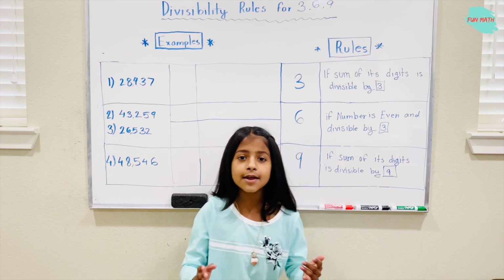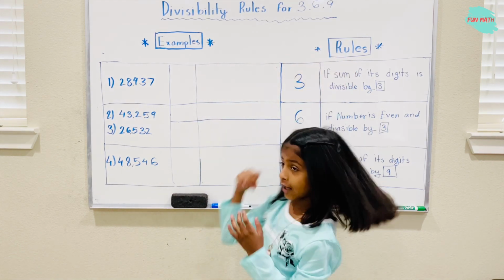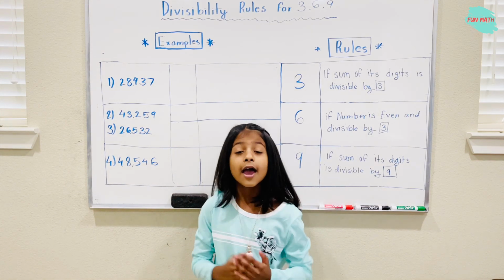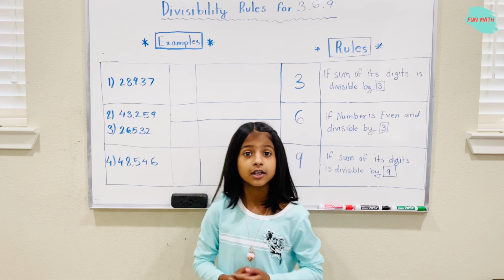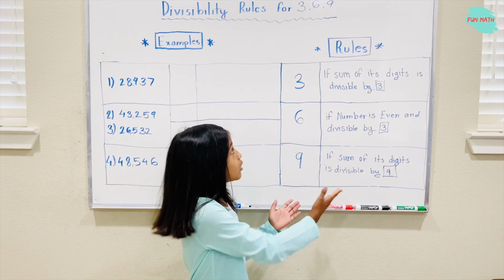Fun Math. Today we're going to be talking about divisibility rules for 3, 6, and 9. Here are the rules for 3, 6, and 9. And here are the examples to understand the divisibility rules. Okay, let's go to the rules.